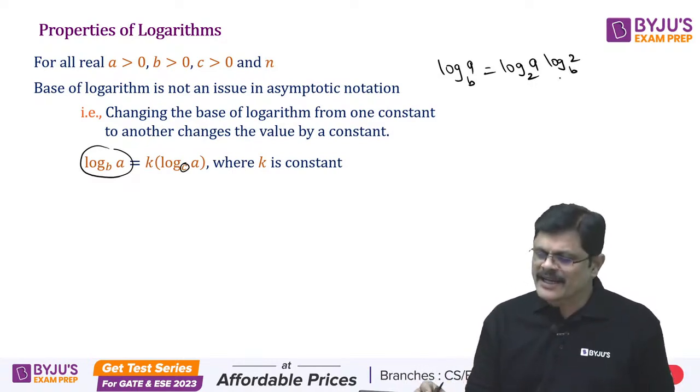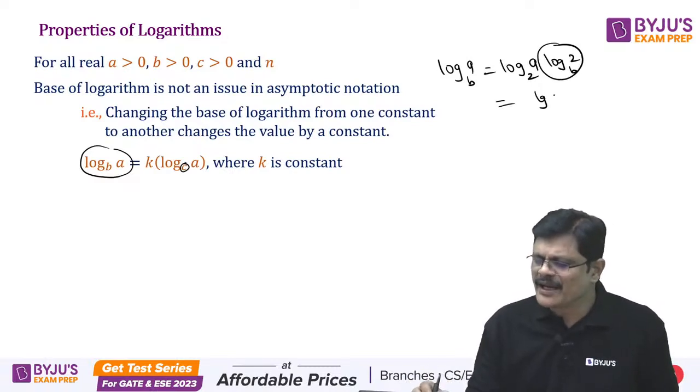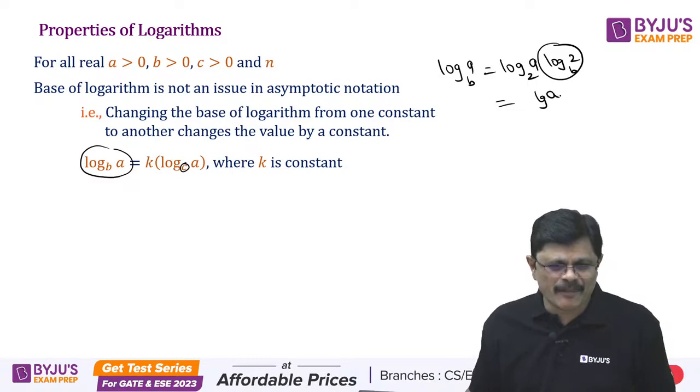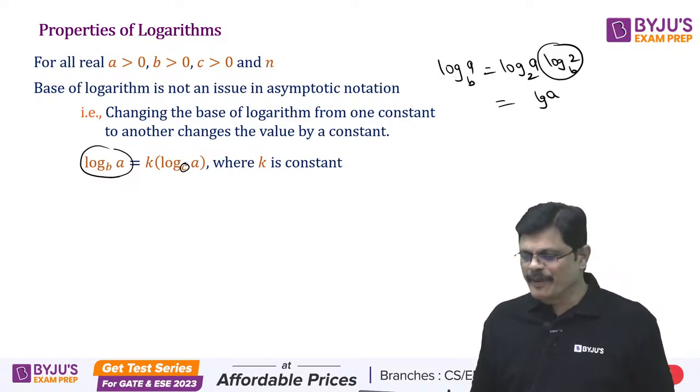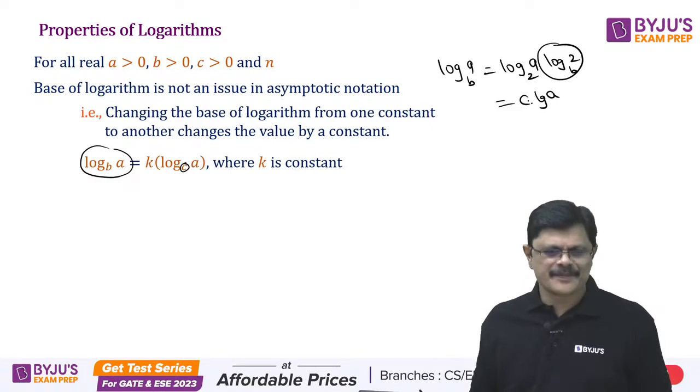So in this particular case, what happened? This would be a constant, and log A to the base 2 will be lg A, binary logarithm, my dear friends. Some constant times binary logarithm. Is the idea clear?